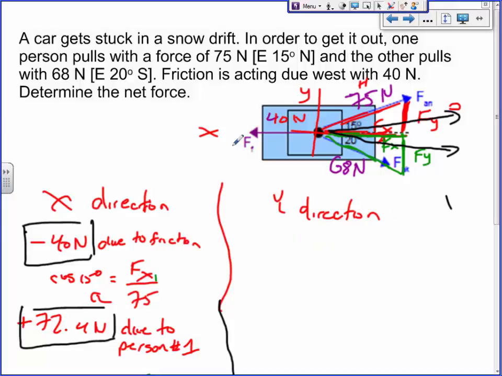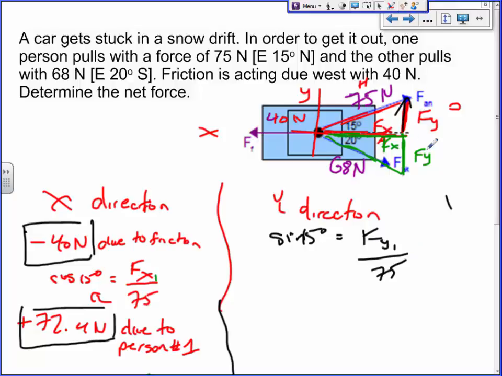So in the y direction, we don't have any friction, that's good. But we do need to calculate person 1 and person 2. The good news is this is now sine rather than cosine. So all you have to do is say that the sine of 15 degrees is equal to Fy1 over 75. I'll calculate how much upwards this guy is pulling.